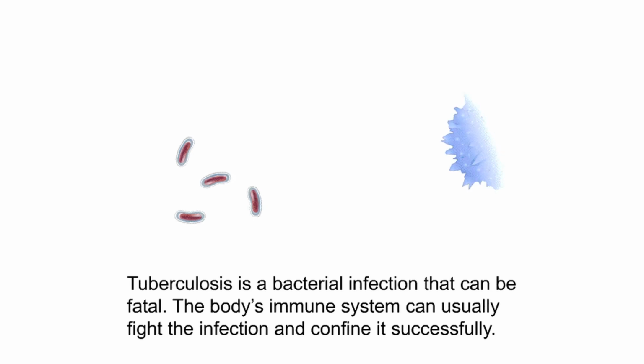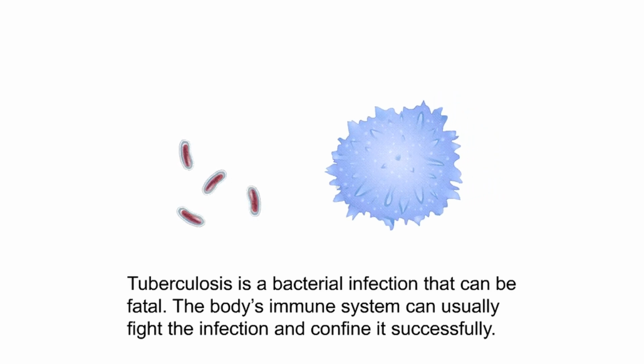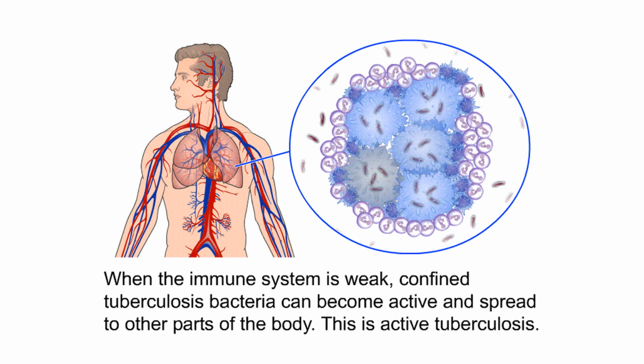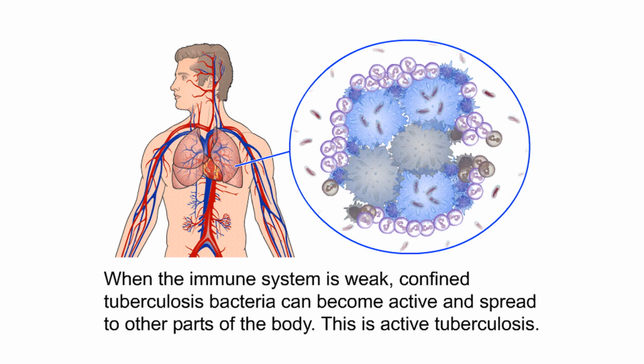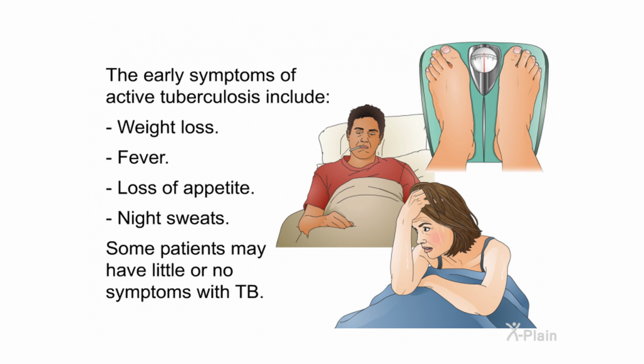Summary. Tuberculosis is a bacterial infection that can be fatal. The body's immune system can usually fight the infection and confine it successfully. When the immune system is weak, confined tuberculosis bacteria can become active and spread to other parts of the body. This is active tuberculosis. The early symptoms of active tuberculosis include weight loss, fever, loss of appetite, night sweats. Some patients may have little or no symptoms with TB.